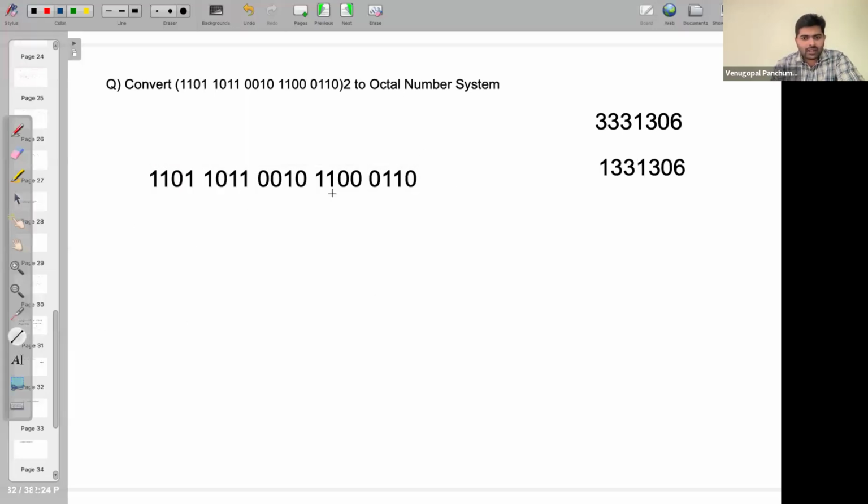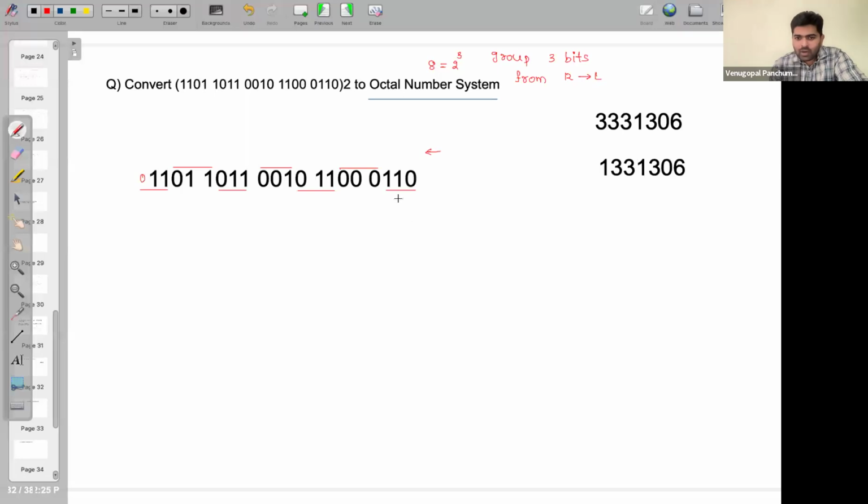Since it is octal, how many bits from right to left do I need to group? Octal means base 8, and 8 is nothing but 2 power 3. So you need to group 3 bits from right to left, like this. If I group 3 bits, this is one group. You should be very careful. Then this is another group, and another, and another, and another, and another. If you don't have anything, you can put 0 also, but it will be no issue.